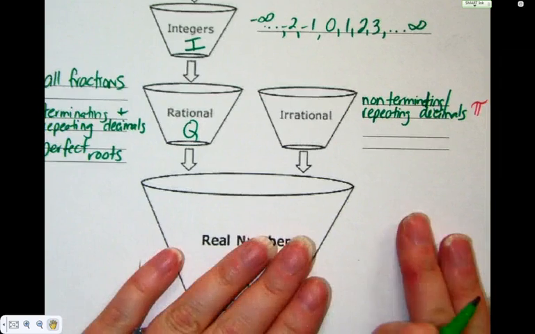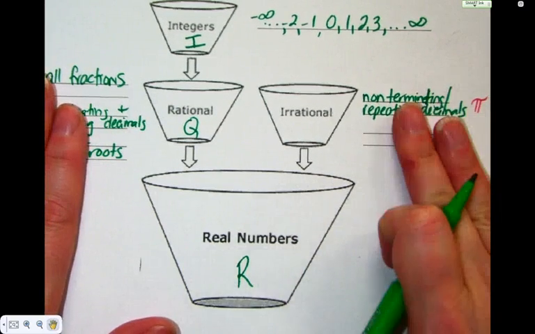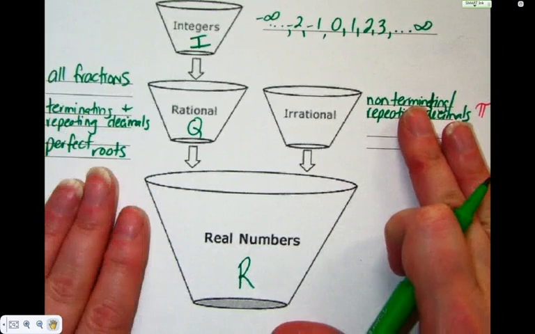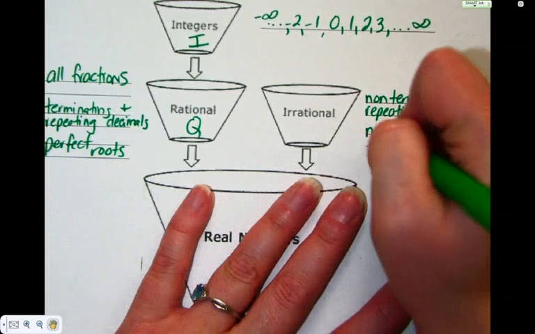The second part that falls in kind of comes from here. So this was our terminating, repeating. This is our non-terminating, repeating. This is our perfect roots. This is our non-perfect roots.